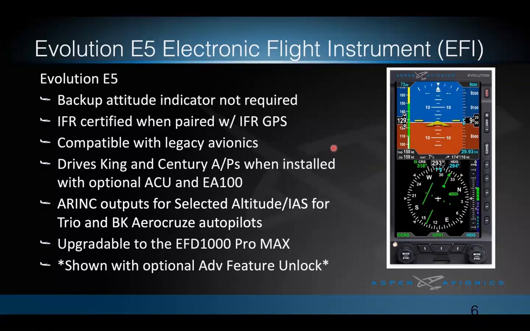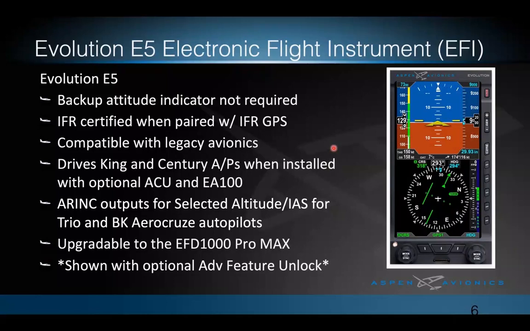It's compatible with all the legacy avionics in your panel now. If you have a King or Century autopilot, you will need some optional equipment, the ACU and the EA100, to drive those autopilots. With the release of our latest software, 212, we now have ARINC outputs for selected altitude and indicated airspeed for Trio and Bendix Aerocruise autopilots with the E5 as well. The really cool thing about the E5 is that since it shares the same hardware as the Pro Max, it is completely upgradable just via software from an E5 to a Pro Max. So if you purchase an E5 and decide, oh, I want all these other cool features, we basically charge you the price difference between the two and make that a Pro Max.